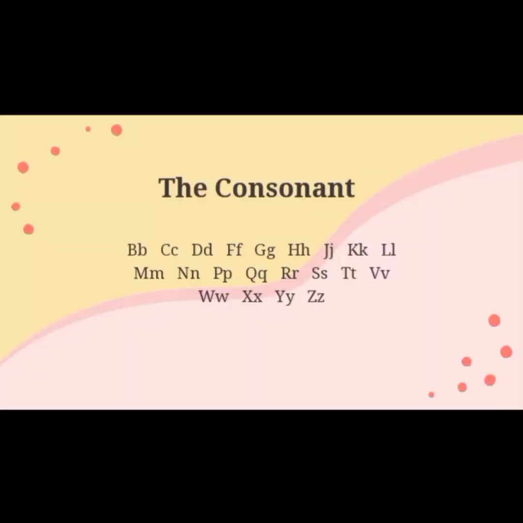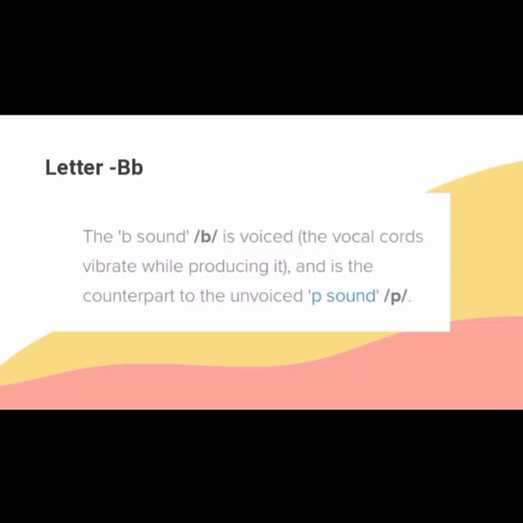Now, let us proceed to the consonant sounds. There are 21 consonant letters: B, C, D, F, G, H, J, K, L, M, N, P, Q, R, S, T, V, W, X, Y, and Z. Now, let us start with letter B.